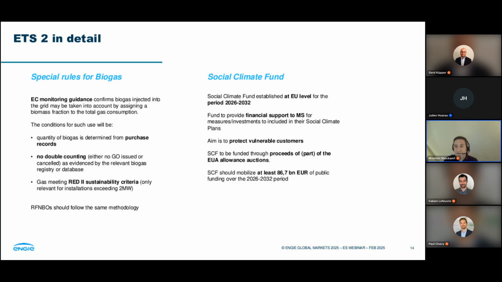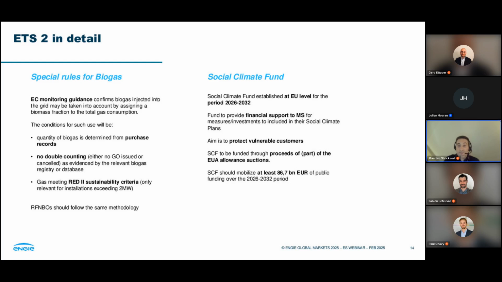So it essentially means that if there is a GO, the GO needs to be linked with the proof of sustainability. And this link will need to be evidenced by the relevant biogas registry or database, or alternatively that there was no GO issued. And of course, the biogas needs to meet the RED II sustainability criteria.